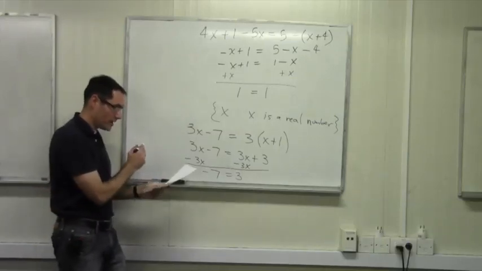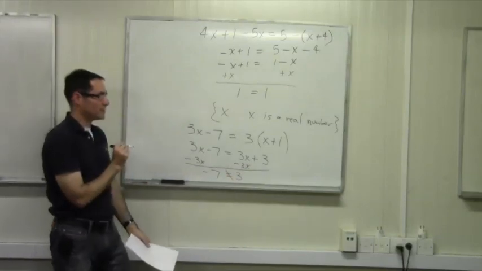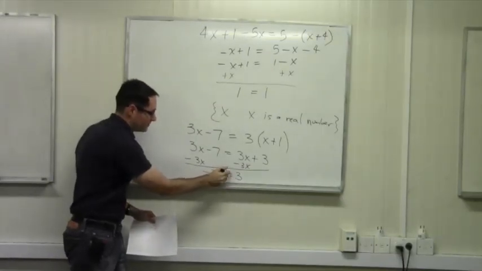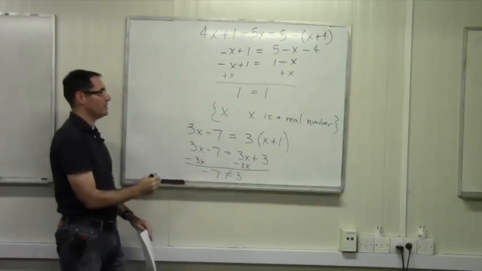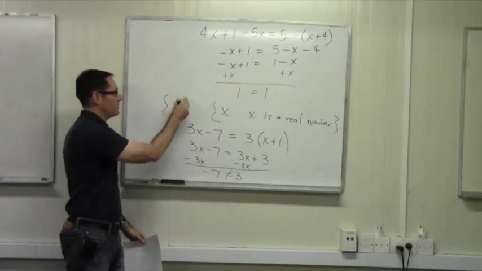So this is the one where we say there's no solution because that negative 7 is not equal to 3. And therefore, you've got to say that the solution set is the null set.